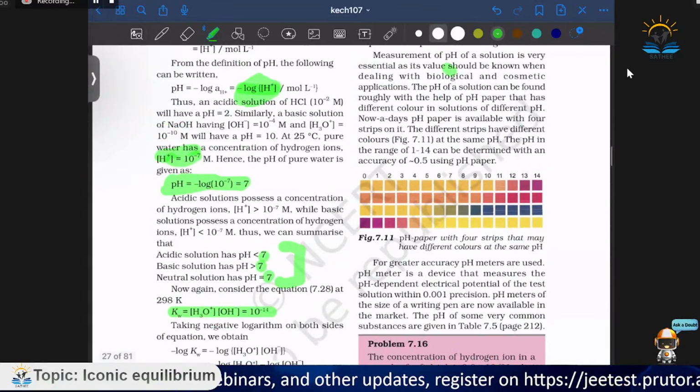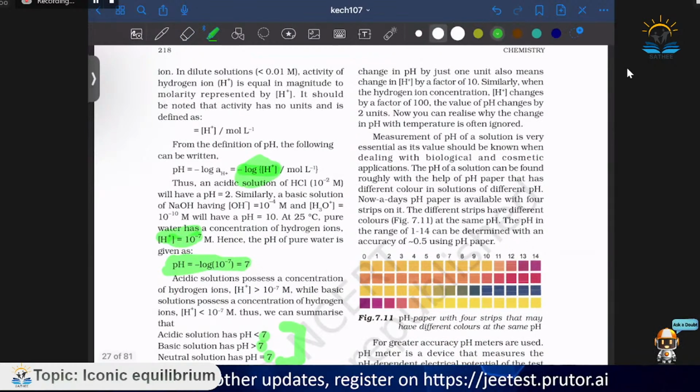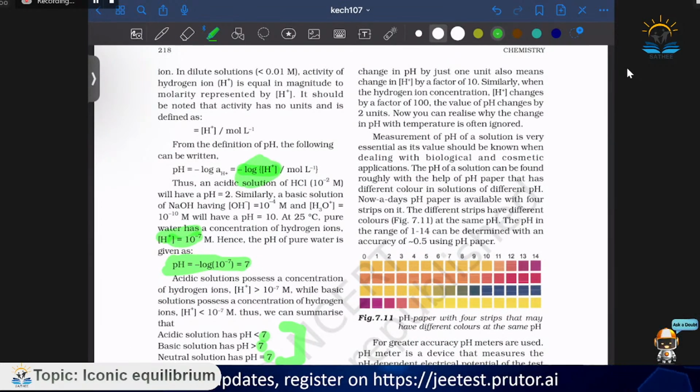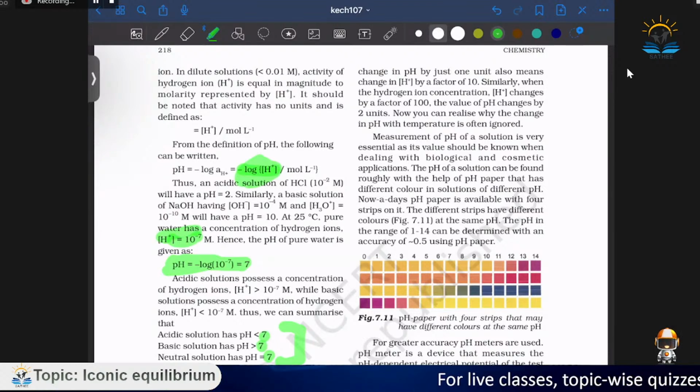So, how do you measure pH? They've given two apparatus: litmus paper and pH paper. For pH paper, you have different colors on 4 strips, so that you can differentially narrow down the pH using whatever colors these 4 strips are giving you. And you can narrow them down using your pH paper.